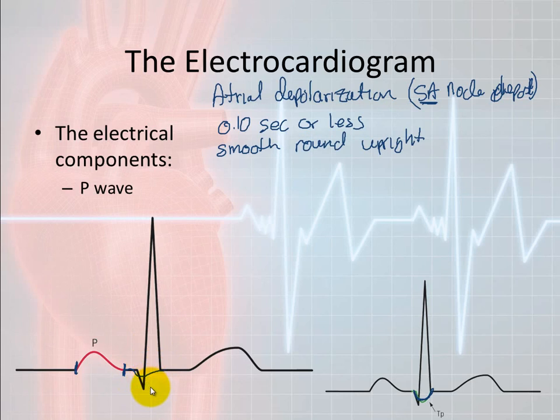So some people ask, is there a repolarization of the atrium? Yes, there is. Is there a wave for it? Yes, there is. It's called a TP wave. Just nice to know information.